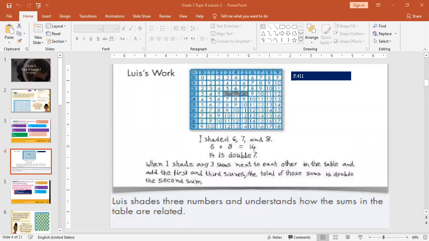6 plus 8 equals 14, and 14 is double 7. When I shade any 3 sums next to each other in the table, the total of the first and third sums is double the second sum.